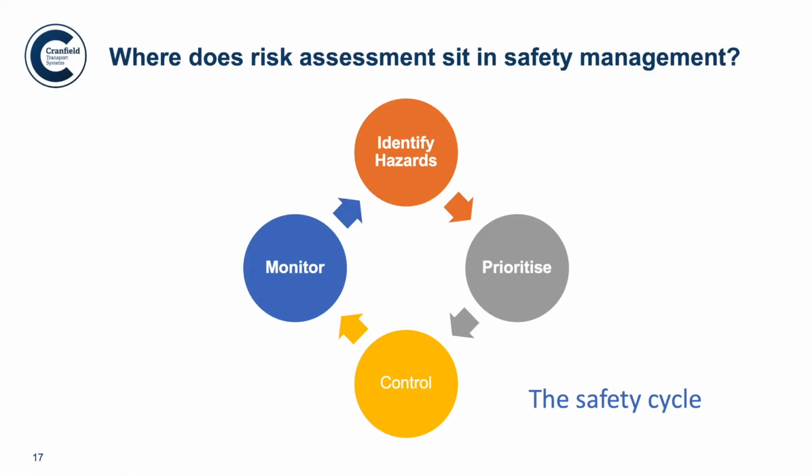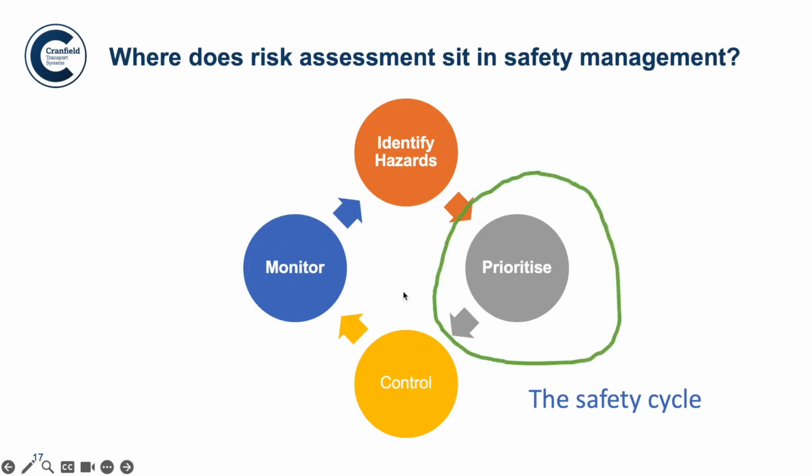And then we monitor the effectiveness of those controls. So we monitor whether they are actually working. And that cycle goes on and on and on. But it's that part, prioritizing, that's what we're talking about when we're talking about risk assessment.